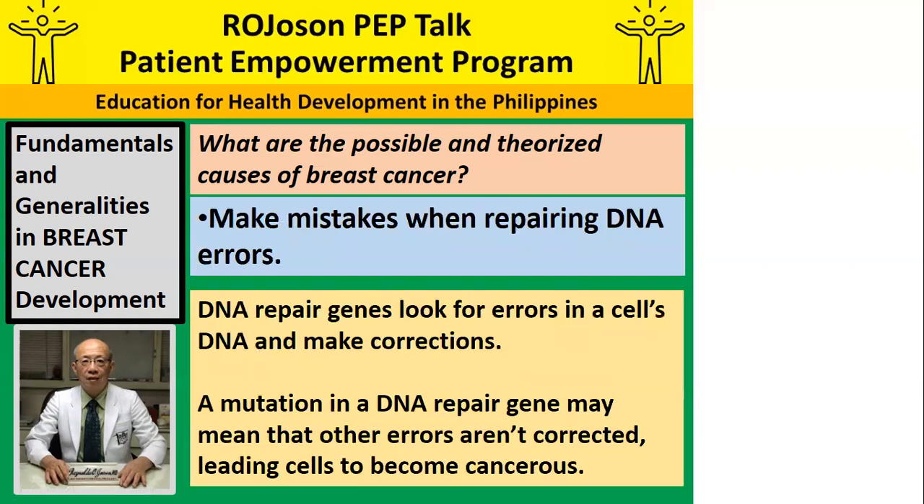Makes mistakes when repairing DNA errors. DNA repair genes look for errors in the cell's DNA and make corrections. That's the usual way. But if there is a mutation in the DNA repair gene, the errors will not be corrected, leading cells to become cancerous.